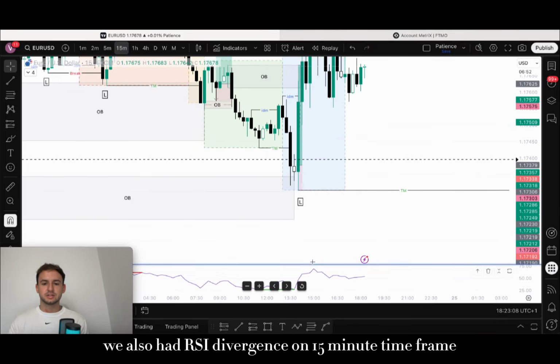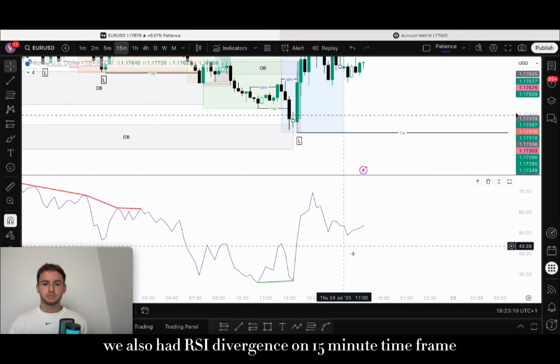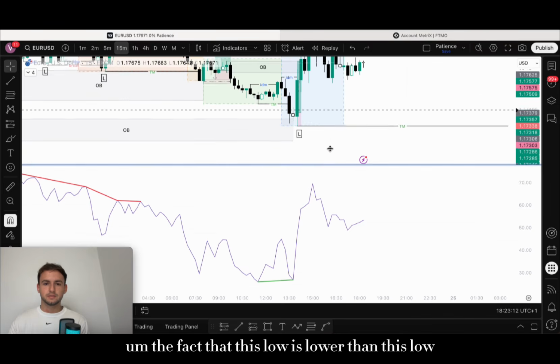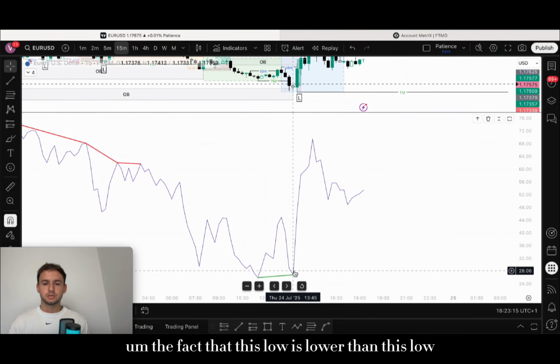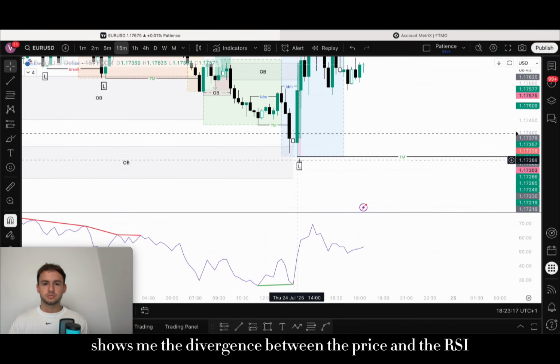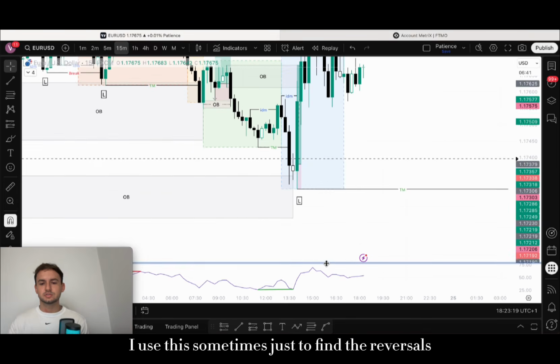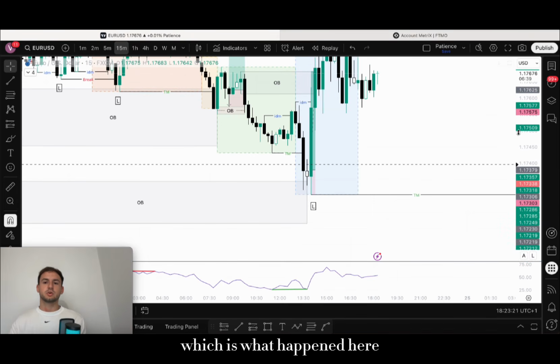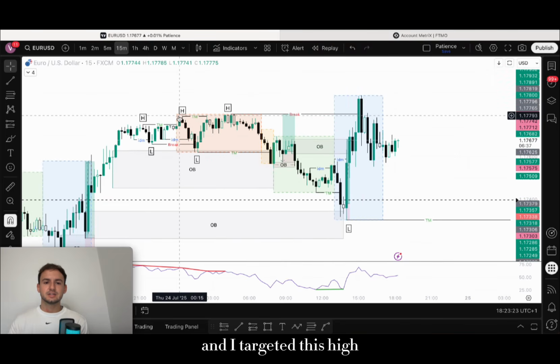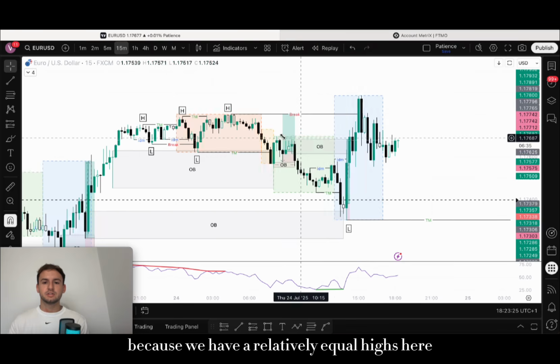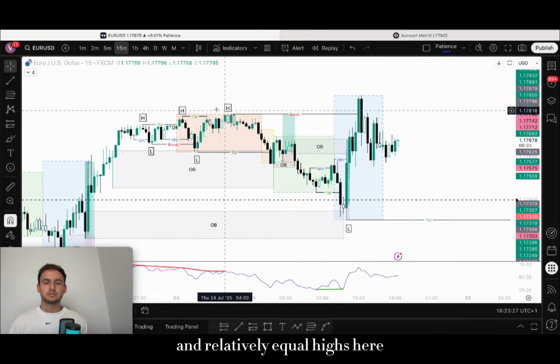We also had RSI divergence on the 15-minute time frame, as you can see here. The fact that this low is lower than this low shows me the divergence between the price and the RSI indicator. I use it sometimes just to find reversals, which is what happened here. And I targeted this high because we have relatively equal highs here and relatively equal highs here.